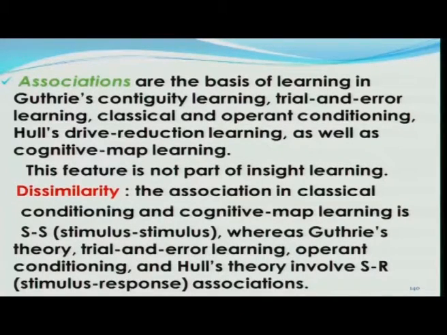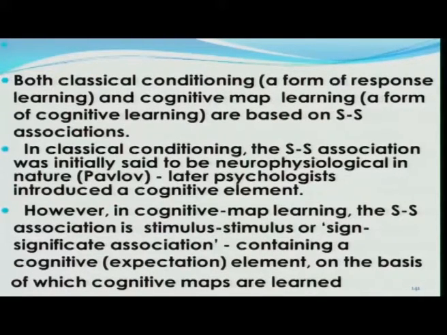One should, however, be careful to point out the dissimilarity in the nature of association in some cases. So, the association in classical conditioning and cognitive map learning is described as SS or stimulus-stimulus association, whereas Guthrie's theory, trial and error learning, operant conditioning and Hull's theory involve SR or stimulus response associations. However, there are differences that have to be kept in mind. Both classical conditioning, which is a form of response learning, and cognitive map learning, which is a form of cognitive learning, are based on SS associations.